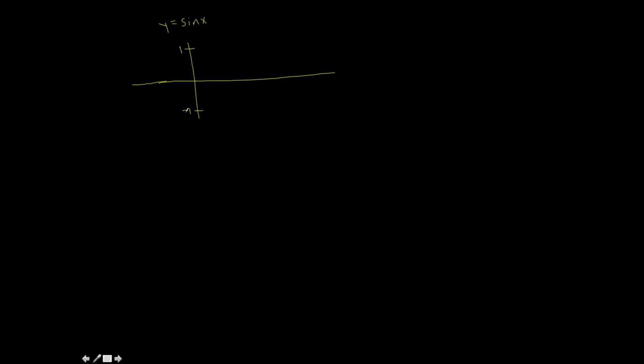Now, let's think about our x values. What do we look like here? Well, we go from 0 to pi over 2 to pi to 3 pi over 2 to 2 pi. What we would call this is one period. From 0 to 2 pi, that is one period of the sine function.